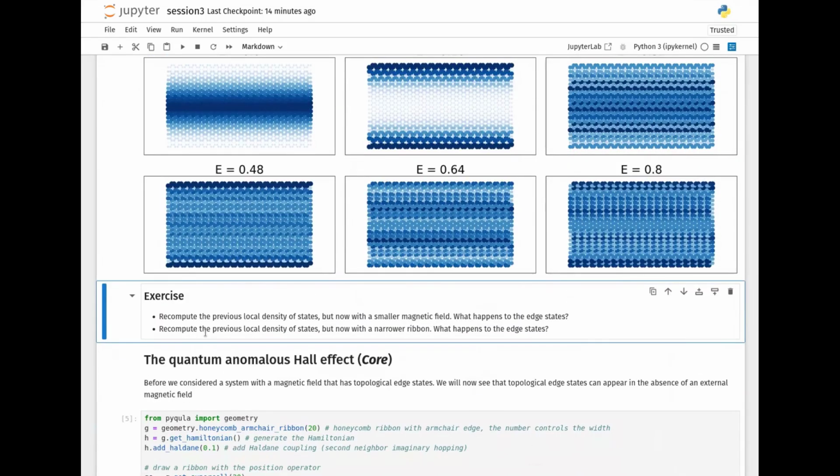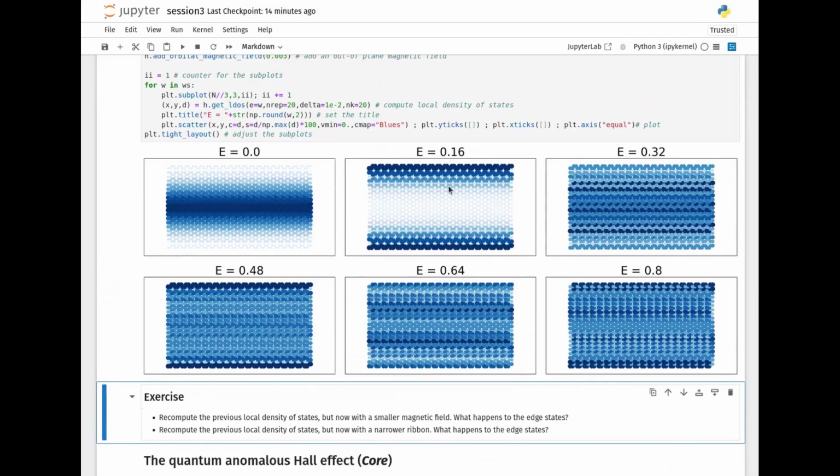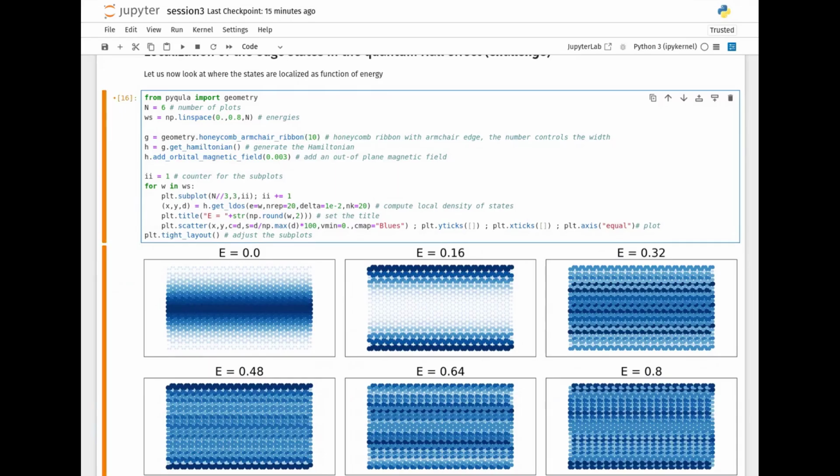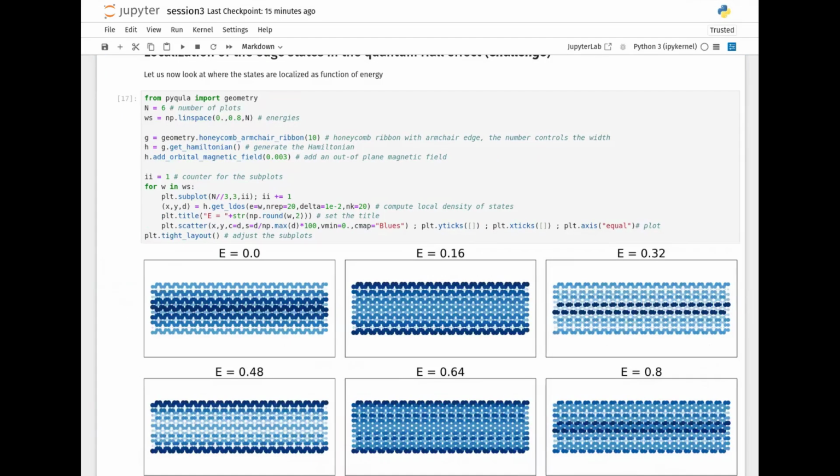And so the next question is to recompute the previous local density of states, but now with a narrower ribbon, and see what happens. And let us just remember this figure over here. So energy 0.16, we still have edge states, but they start to be not that far apart. And so we are going to take a ribbon that is a little narrower, and you see that now at 0.16, the edge states hybridize so much that they actually look like a bulk state.